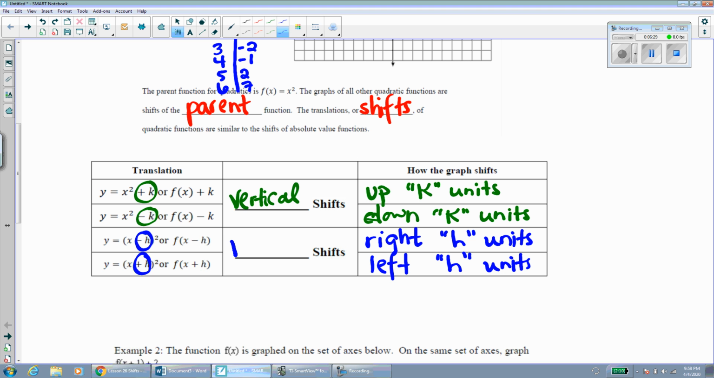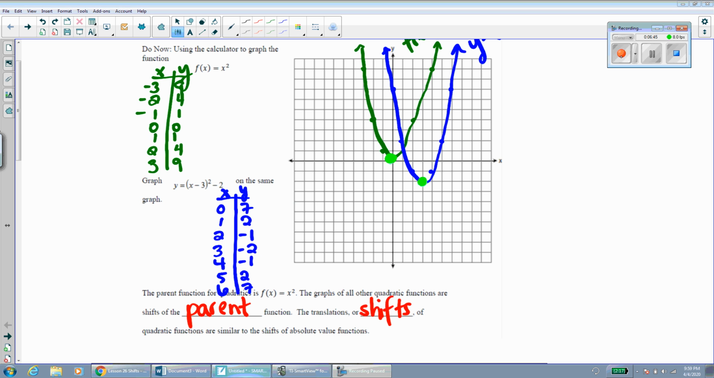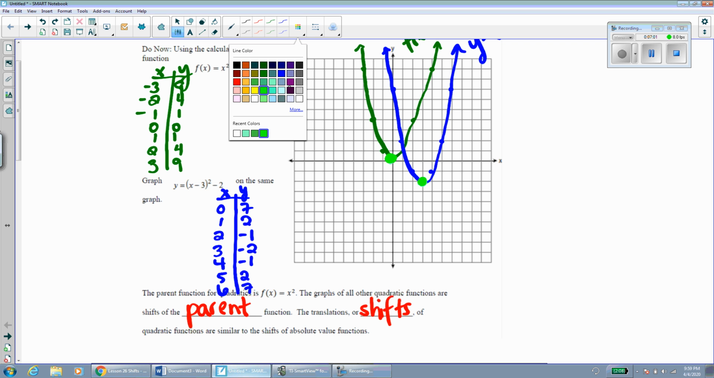So these are horizontal shifts. So that means that if we're subtracting a number inside the parentheses or we're adding a number inside the parentheses, we know that we're going to be moving either left or right. So if you look back up at our do now, we went from our parent function, which was f of x is equal to x squared, to down here, y is equal to, we open parenthesis, x minus 3 squared minus 2. So let's look at these numbers that we are subtracting, and let's make sure that we followed the rules here, basically.